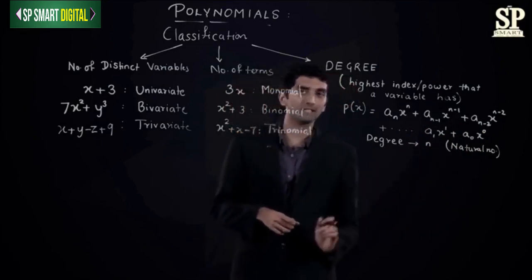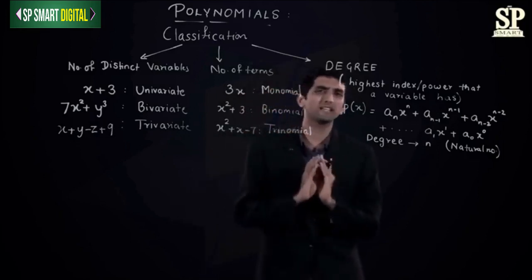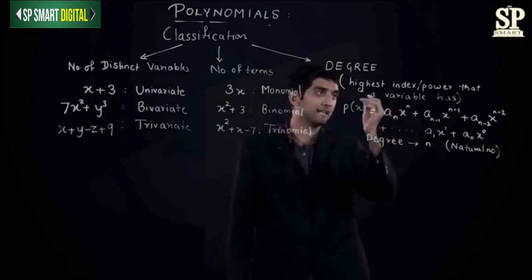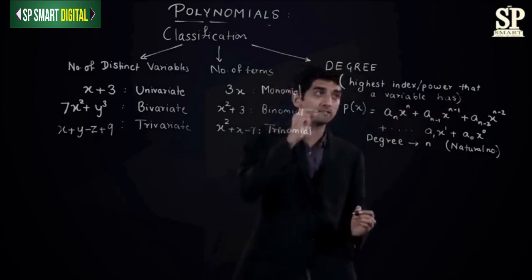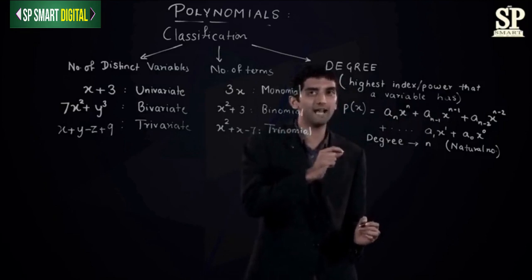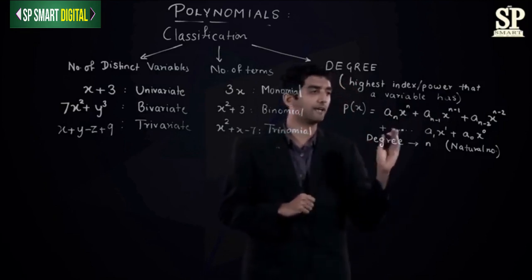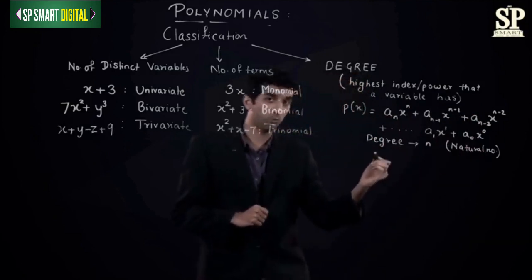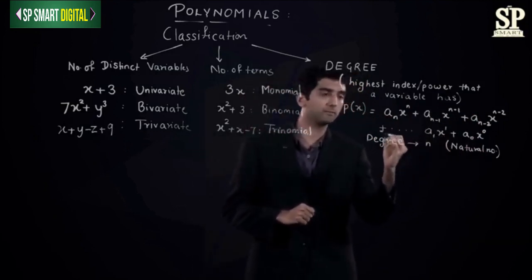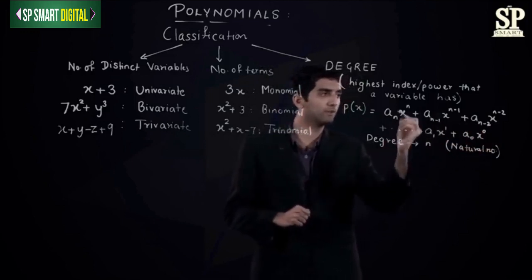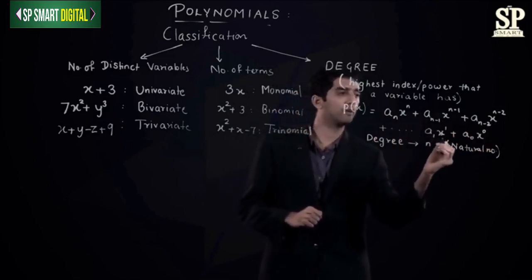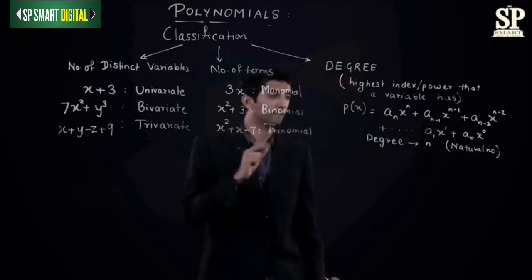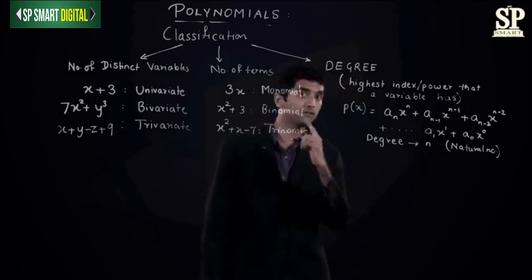Now, if n is a natural number, let's say n is 1. Let's take the simplest of all. If n is 1, then since, as the definition goes, degree is the highest power that a variable has, that restricts this equation to only these two terms. Because if degree is 1, there is no x square term, there is no x cube term. All these terms are gone. There is only a1 x raised to 1 plus a0 x raised to 0. Then that particular term becomes a linear equation.